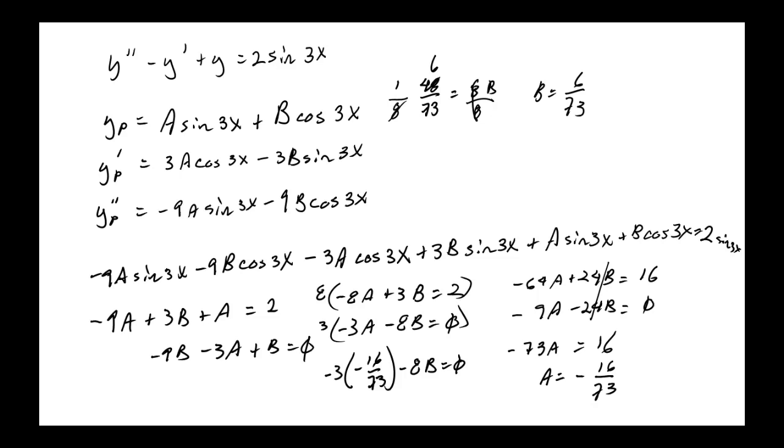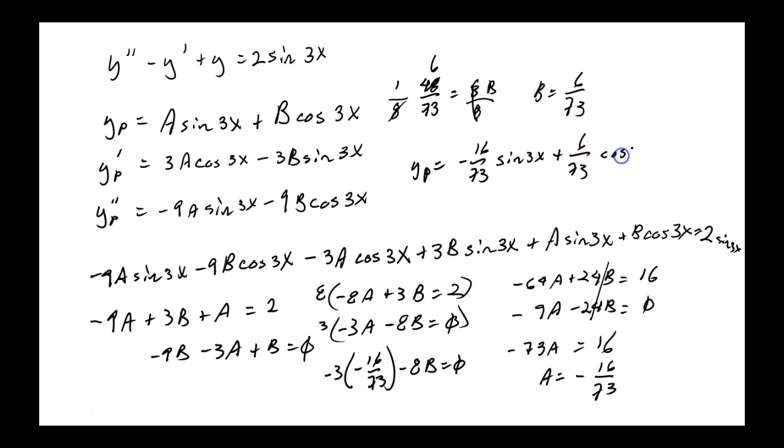So, what is my particular solution? Y sub p is equal to minus 16/73 sine 3x plus 6/73. No. 16. Yeah, that's right.